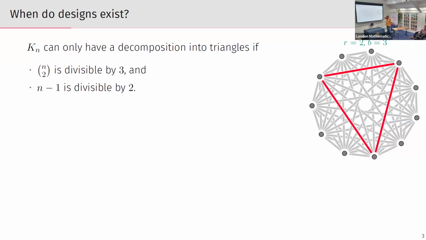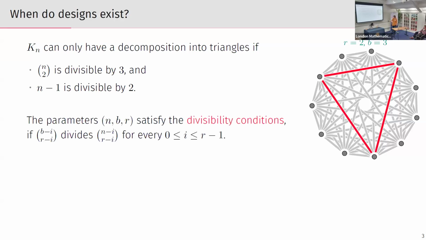And then if you think about it, this just means that n has to be congruent to, I think, 1 or 3 modulo 6. But I should have thought about this before. I might mix up these two numbers. Anyway, 2 particular congruence classes modulo 6. You can work it out. And otherwise, if that's not the case, then of course it can't exist. But then the next question is, of course, what if these divisibility conditions are satisfied? Does K_n then have a decomposition into triangles?